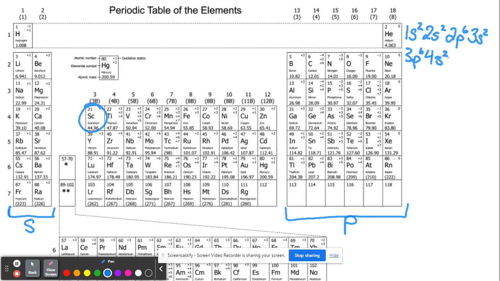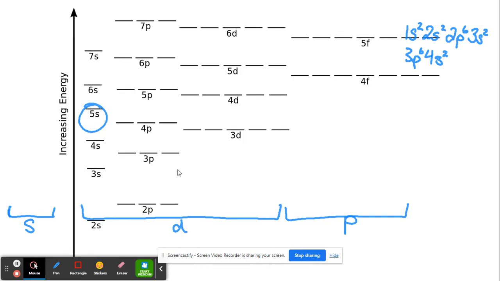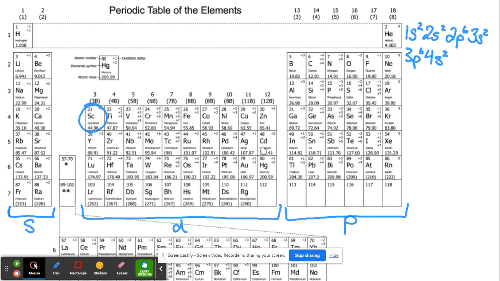Then, this is when things shift a little bit. This chunk is what we call the D block of the periodic table. If we go back and we look at our diagram here, we remember that 3d is just a little bit higher in energy than 4s. So that is what comes after the 4s orbitals.